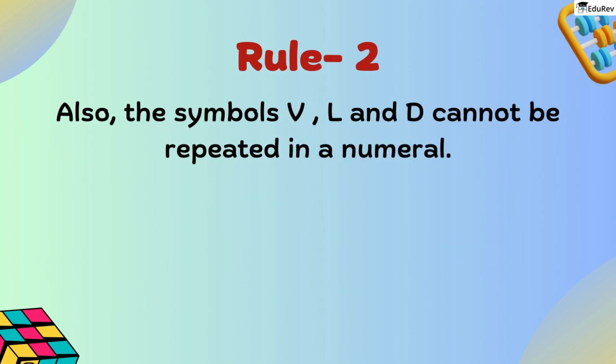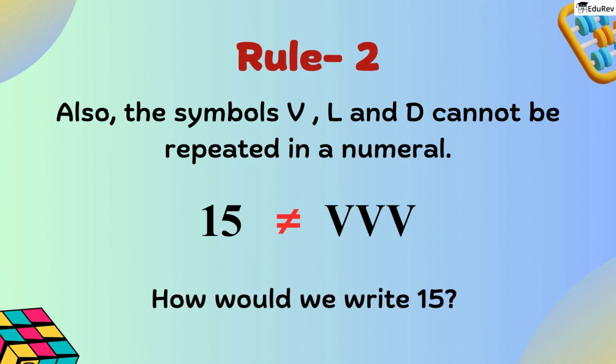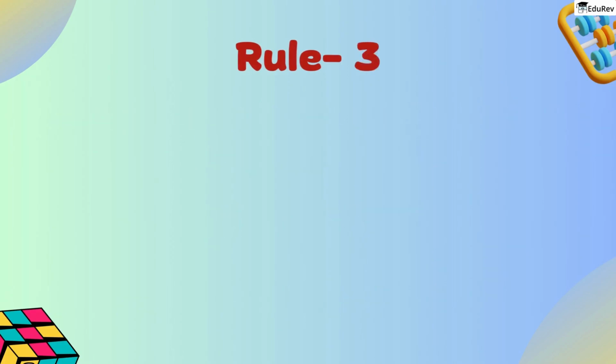Also, the symbols V, L and D cannot be repeated in a numeral. For example, 15 cannot be written as VVV. Then how would we write 15? To understand that, let's take a look at rule number 3.